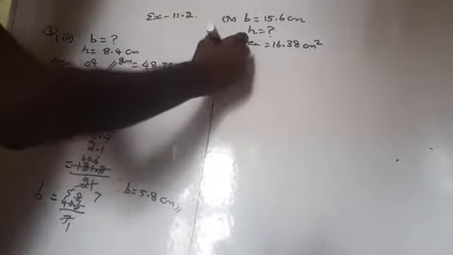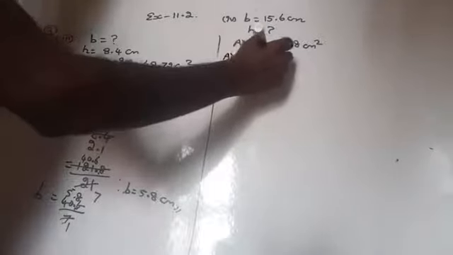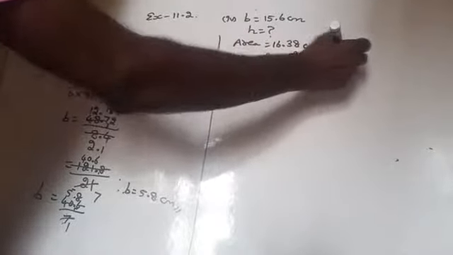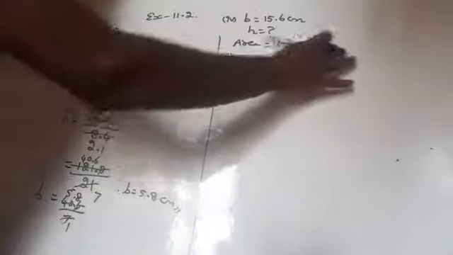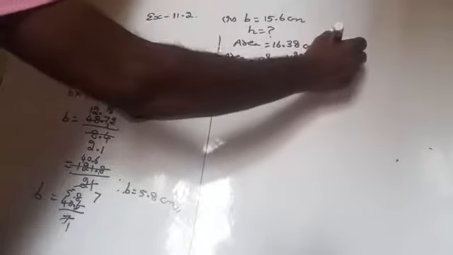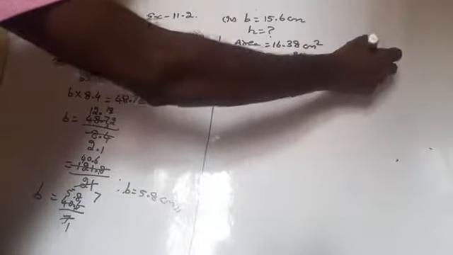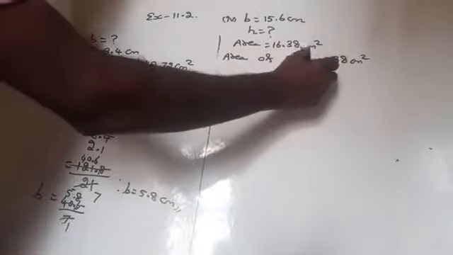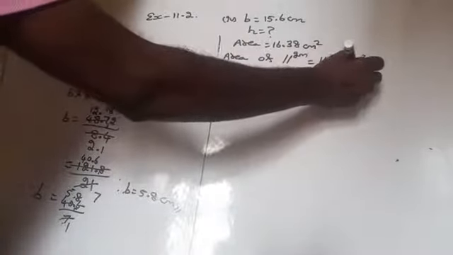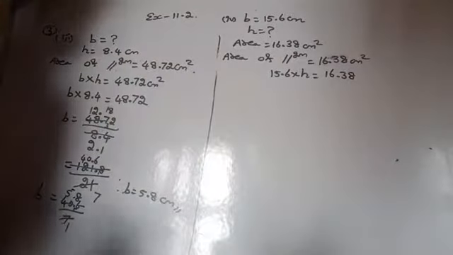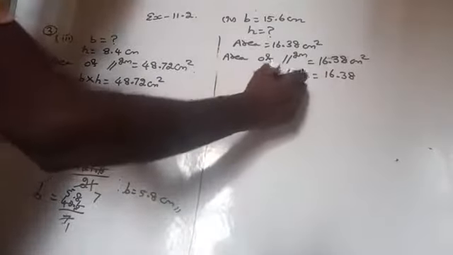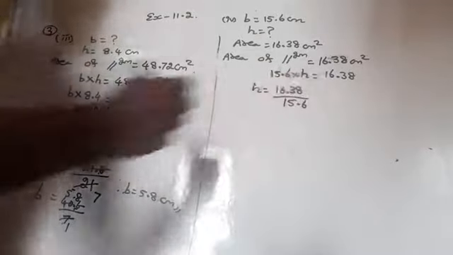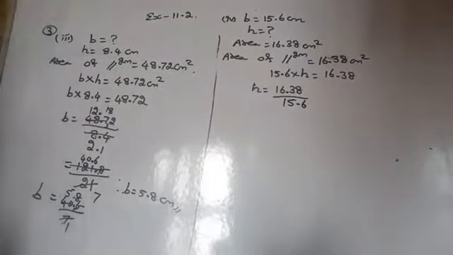What is the area of the parallelogram now? Area of the parallelogram is base into height. The area is already given for you, 16.38 centimeter square. So the base is 15.6, into the height which we don't know, equals 16.38. Now height is equal to 16.38 by 15.6. Am I right here?